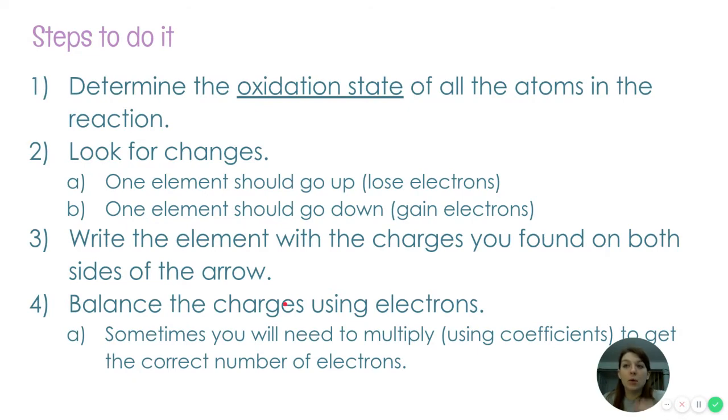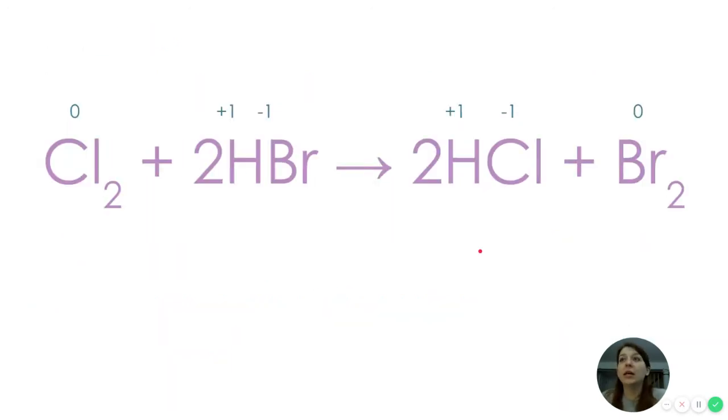Now what you need to do is start balancing in terms of electrons. So what that means is that not only do you have the same number of atoms on both sides, but you have the same amount of charge on both sides. Now, what does this look like? Here we go. This is a single replacement reaction because we have chlorine coming in and stealing the hydrogen from bromine.